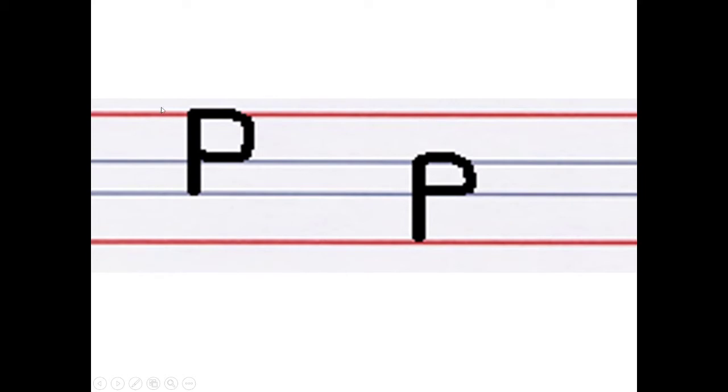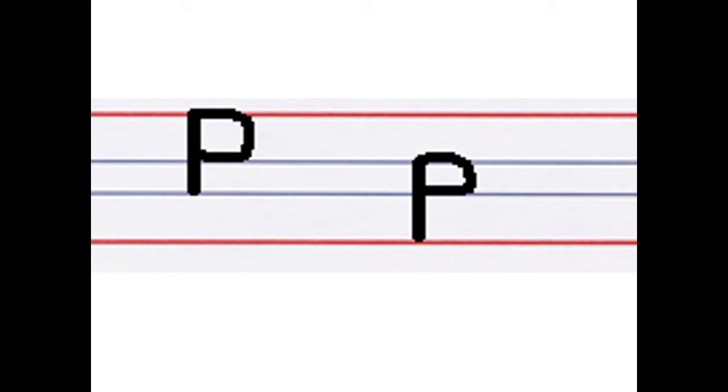Okay, now P small does not look at its mother. P small looks there, and the P capital looks there. They do not look at each other. Remember that, so that you wouldn't write them the wrong way.